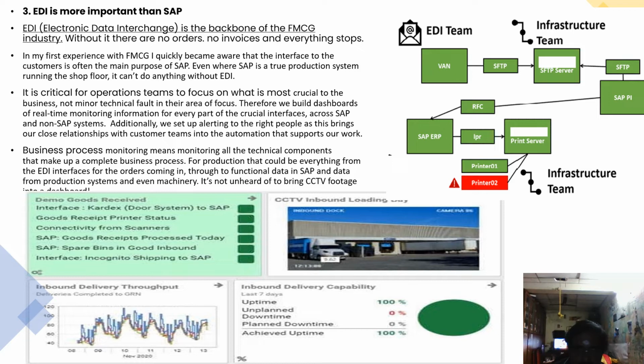The printer and everything will be managed by the infrastructure team or the local IT team, right? And the SAP-related things, the spool and everything, will be managed by the SAP Basis team, right? So we have these options. This is a schematic diagram for the consumer goods industry.